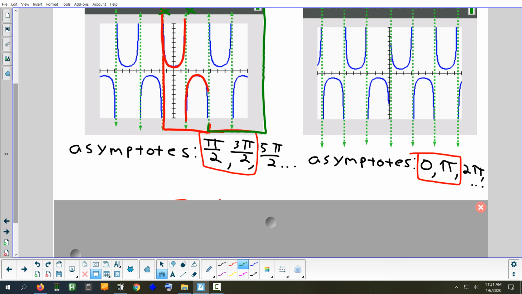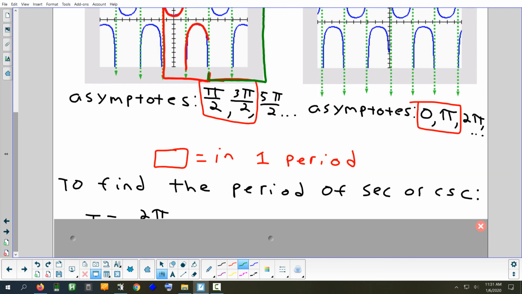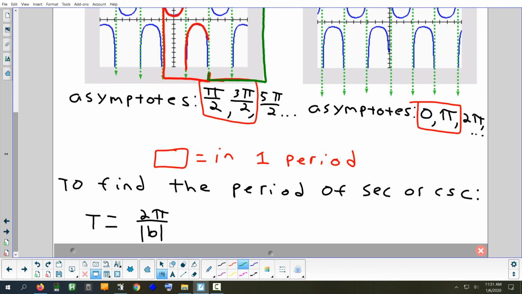That's why I just listed some of the asymptotes. And if you're wondering how I got these, this is just where sine and cosine are 0, the same way we got them for tangent. We looked at the picture. But there are 2 asymptotes per cycle, or per period. If I say period or cycle, those terms mean the same.